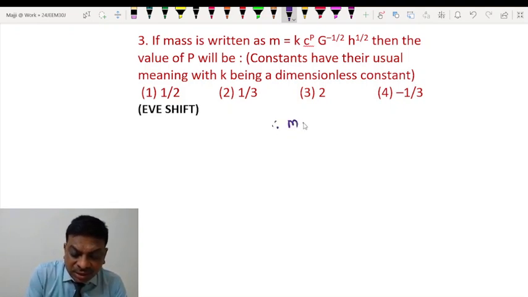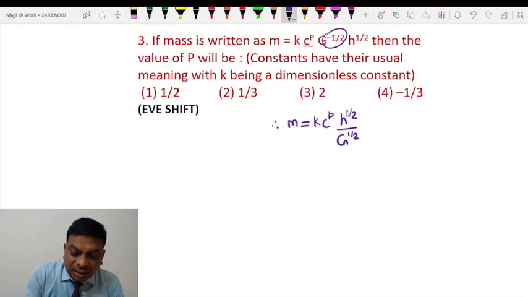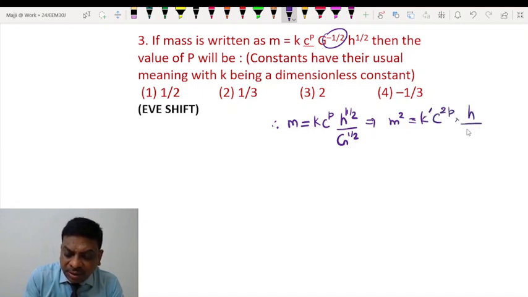So here you see mass is proportional to some constant into c to the power p, and let me write this as h power half upon g power half. Let me write like this because g power minus half is there. Then in order to eliminate power half, I have to square both sides. So squaring both sides, I get m square equivalent to some new constant, let us say k dash, then c to the power 2p into h by g. So let us bring this to this side. So we have gm square is equal to k dash into c to the power 2p into h.